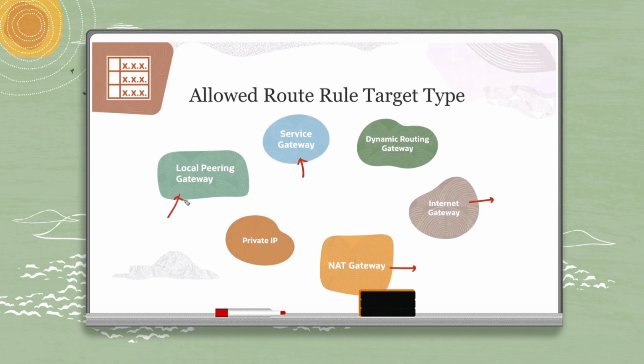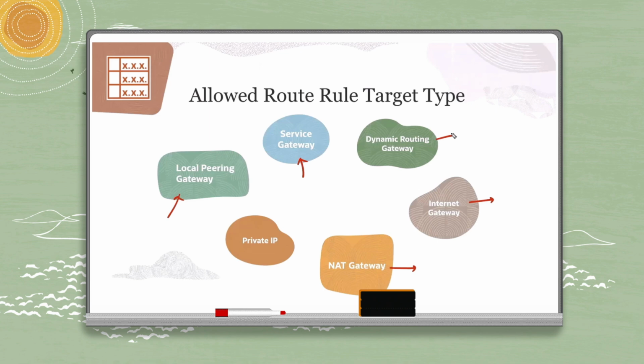Local peering gateway, we'll talk about this concept in the upcoming lessons, the concept of local peering and remote peering. But at this point of time, just understand that within the same region, if you are talking to another VCN, basically you have peered with that VCN and you need access. So I'll put it there.